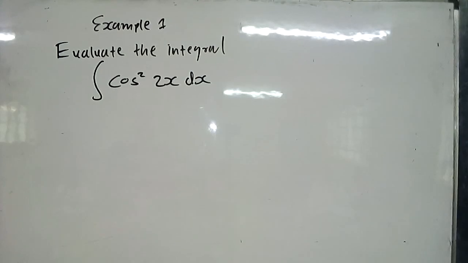Evaluate the integral of cos square 2x dx. When it is raised to power 2, it is easier to use the concept of a double angle, isn't it? When it is raised to power 3 going onwards, that is when you now use de Moivre's theorem. Power 2, you simply go to double angle direct.